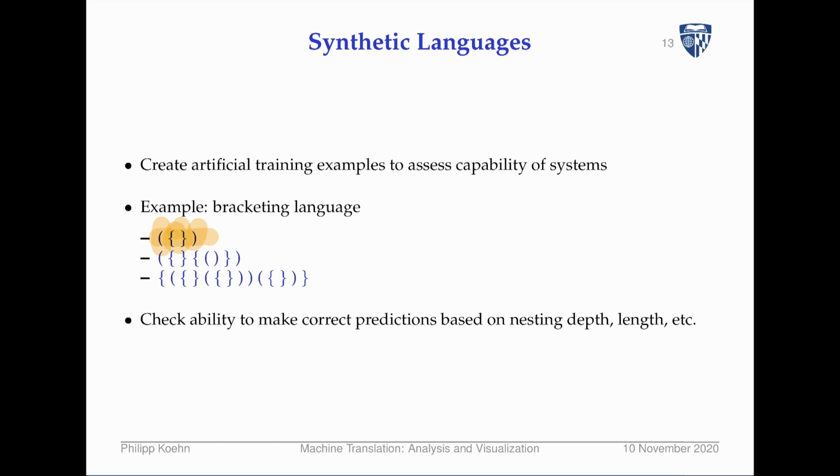So if you feed it things like this, you can check how well a model makes correct predictions based on nesting depth and length, so how deeply nested constructions the neural machine translation model, or just the neural language model, can still properly decipher.